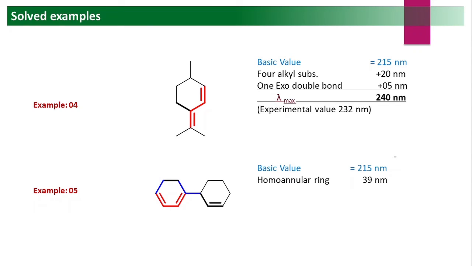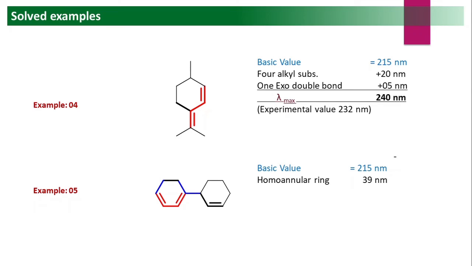Now is there any exocyclic double bond? No, there is no exocyclic double bond. Is there any extra conjugation or extra double bond? You can say this is the extra double bond, but no, this is not in conjugation. So we should not consider this double bond as a conjugated system. So this is the isolated double bond. It won't affect our lambda max. So forget about this one. There is no exocyclic double bond and no extra conjugation.